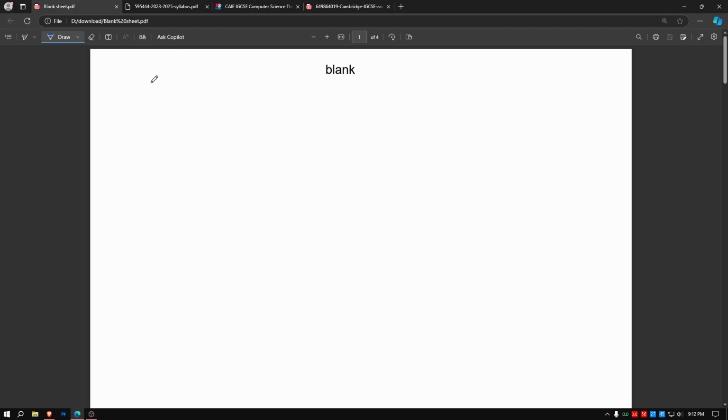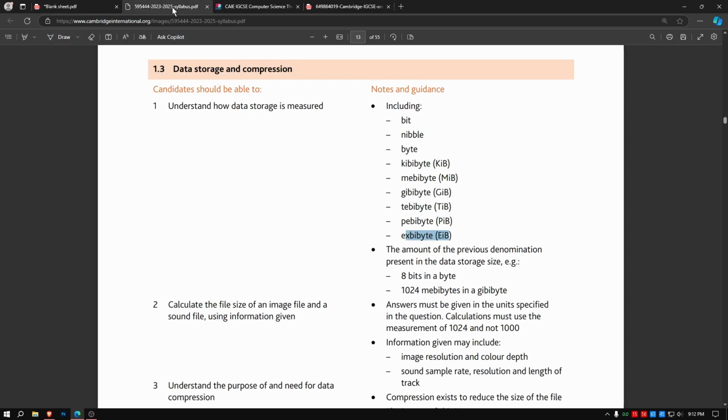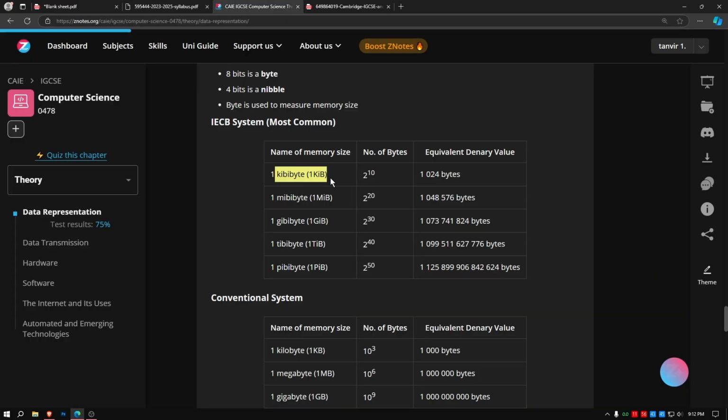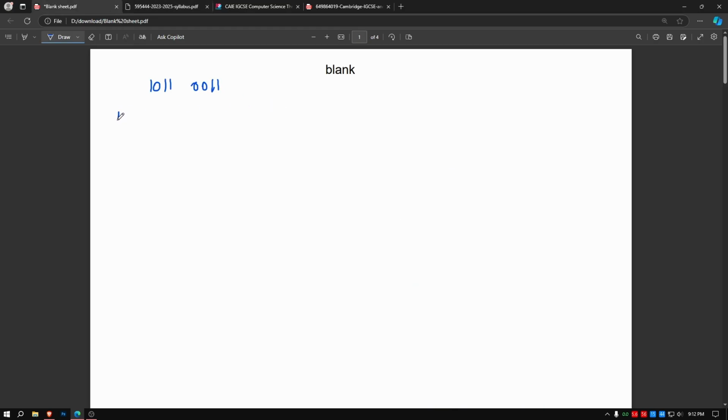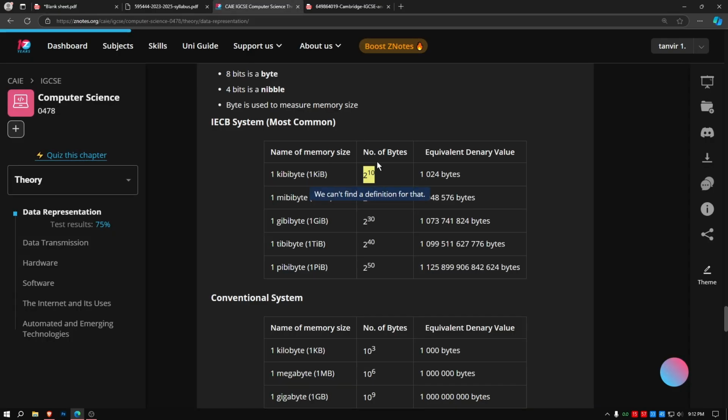8 bits, or let's say 1 0 1 1, then 0 0 1 1. This is 1 byte. And then what is a kibibyte? A kibibyte is 1024 bytes. So 1024 individual bytes, so 1024 of these numbers. So take this number and 1024 of these numbers. Or you could also write it as 2 to the power of 10. But you shouldn't really try to memorize that.